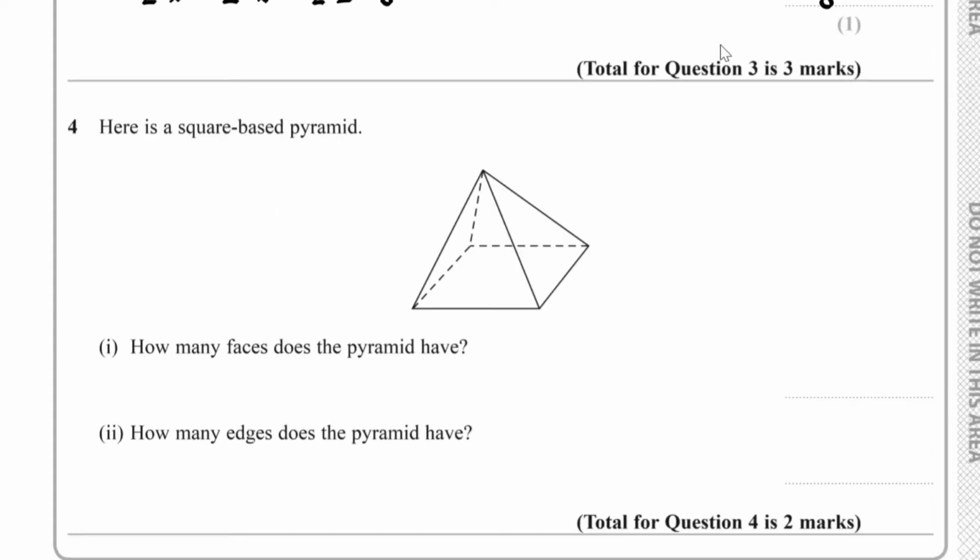Question number 4. Here is a square-based pyramid. How many faces does the pyramid have? Well, we've got the one at the bottom plus the 4 at the side. We have 5 faces in total.